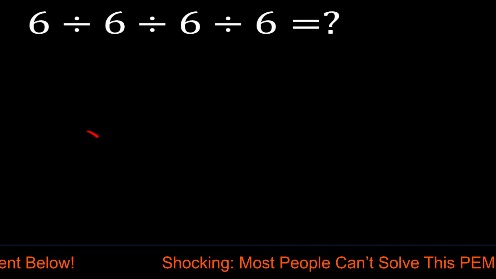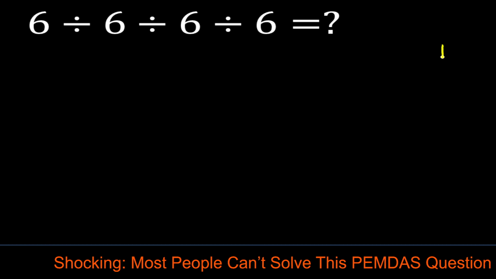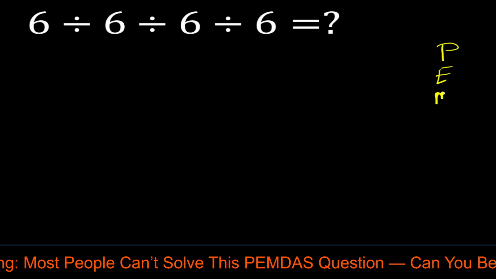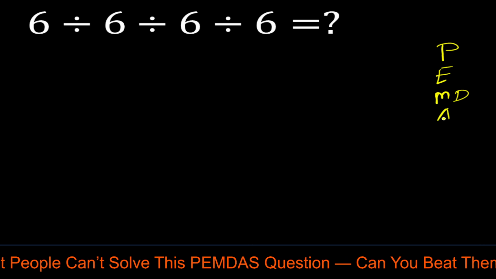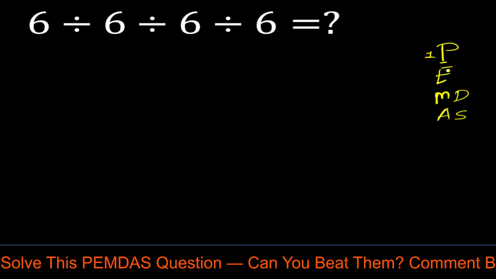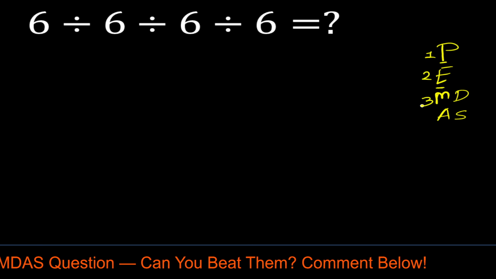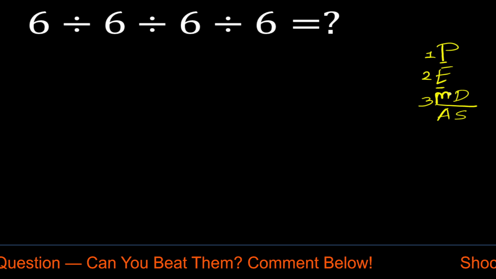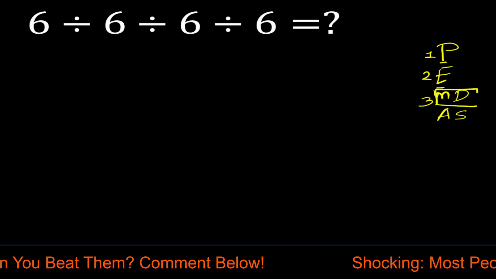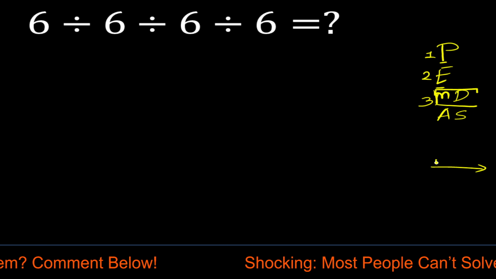So now let's solve this problem correctly by using the PEMDAS rule. PEMDAS: P-E-M-D-A-S. According to the PEMDAS rule, first priority is parentheses, then second priority is exponents, then third priority is multiplication and division. Here multiplication and division both have equal priority, so we have to solve it from left to right.